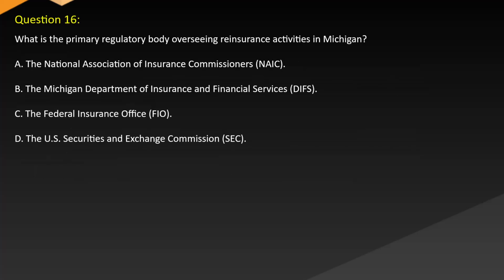Question 16. What is the primary regulatory body overseeing reinsurance activities in Michigan? A. The National Association of Insurance Commissioners, NAIC. B. The Michigan Department of Insurance and Financial Services, DIFS. C. The Federal Insurance Office, FIO. D. The U.S. Securities and Exchange Commission, SEC.